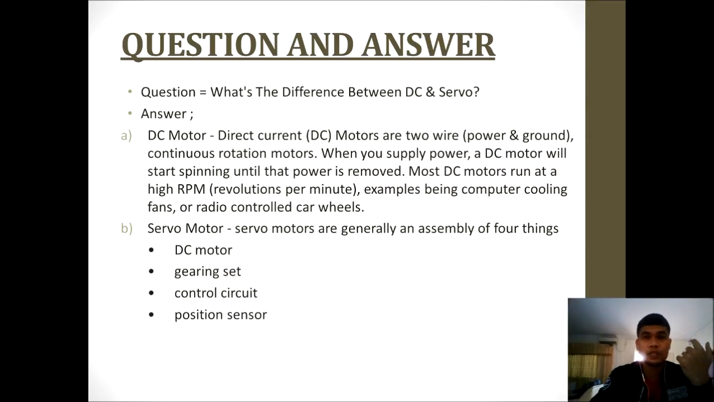We will move to the question and answer. First, the question is: what is the difference between a DC motor and a servo motor? A DC motor is a direct current motor with two wires, power and ground, and is a continuous rotation motor. When you supply power, a DC motor will start spinning until the power is removed. Most DC motors run at a high revolution per minute, for example computer cooling fans or radio controlled car wheels.